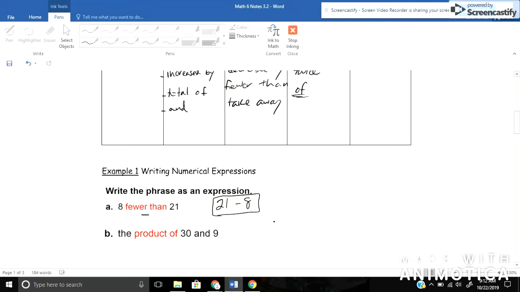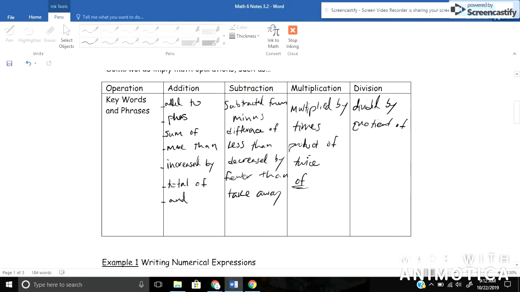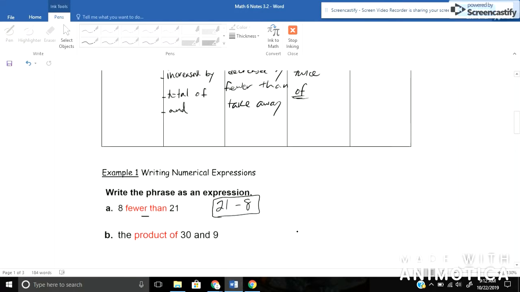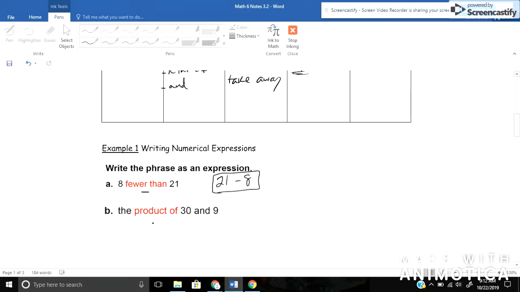Letter B, it says the product of 30 and 9. So if you remember, product of means to multiply. So we would say 30 times 9. Or you could do 30 times 9 like this. You could also use parentheses. There's quite a few different ways to do that.